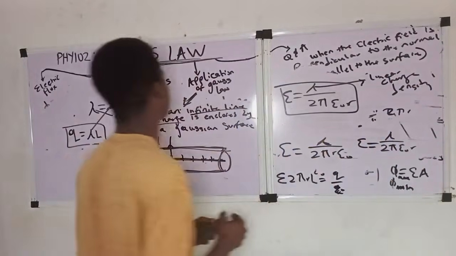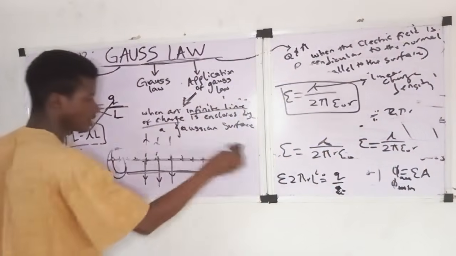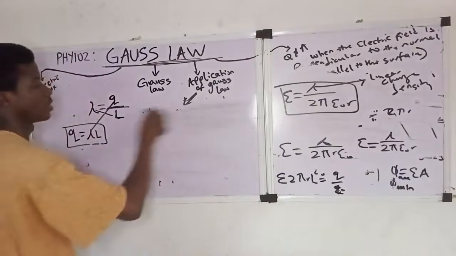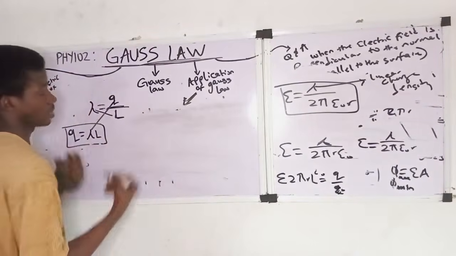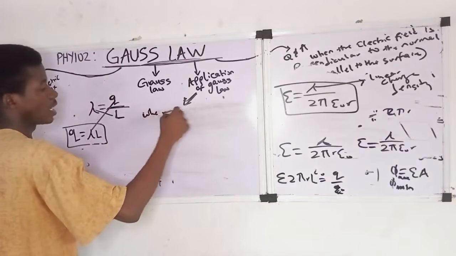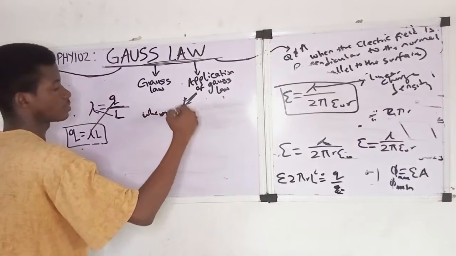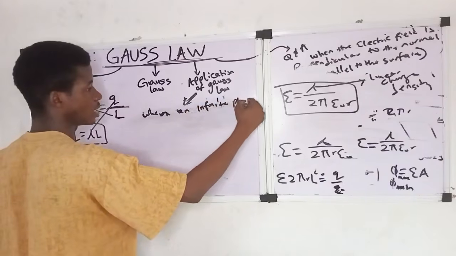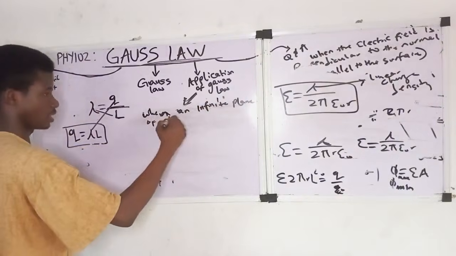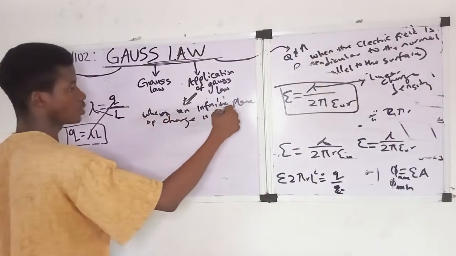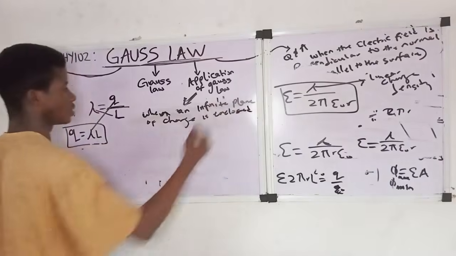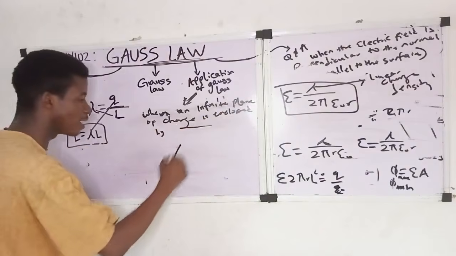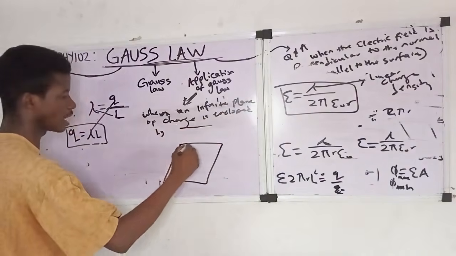Then, the last application. The last application of Gauss law is when an infinite plane of charge is enclosed by a Gaussian surface. So for a plane of charge, this is a plane of charge.